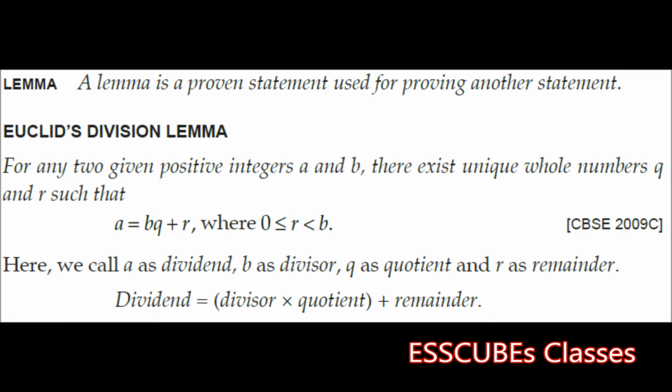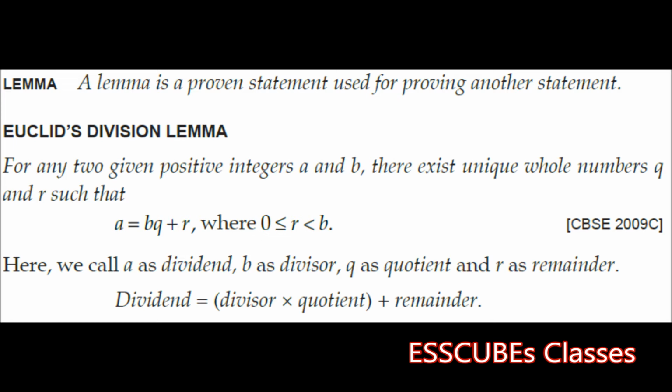So what is Euclid's division lemma? For any two given positive integers a and b, there exist unique whole numbers q and r such that a can be represented as bq plus r, where r lies between 0 and b. Here we call a the dividend, b the divisor, q the quotient, and r the remainder.